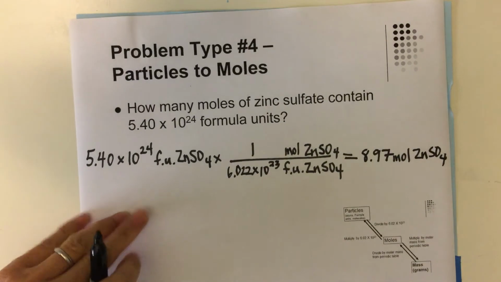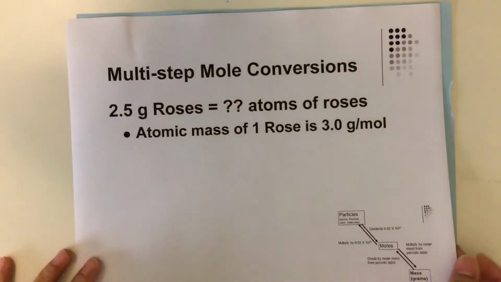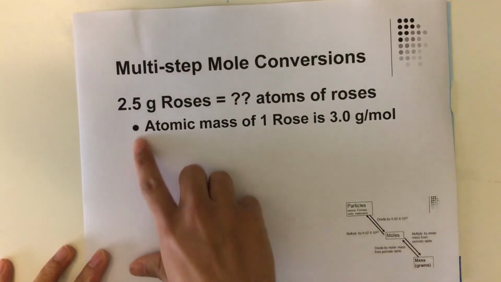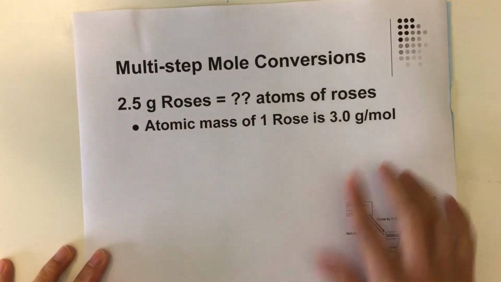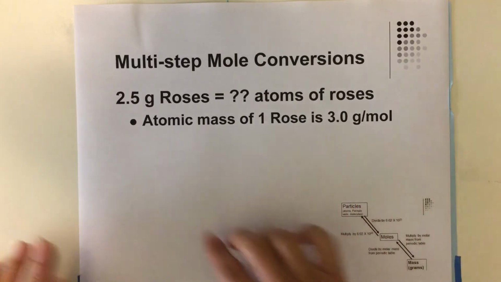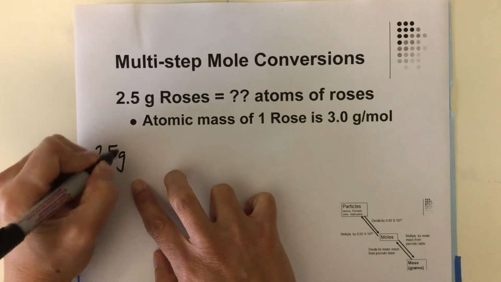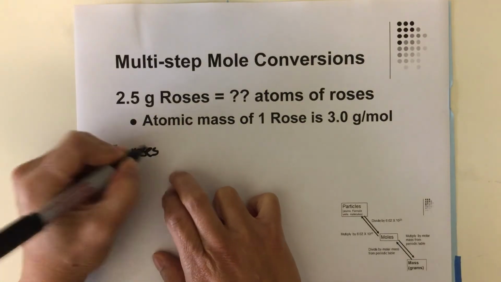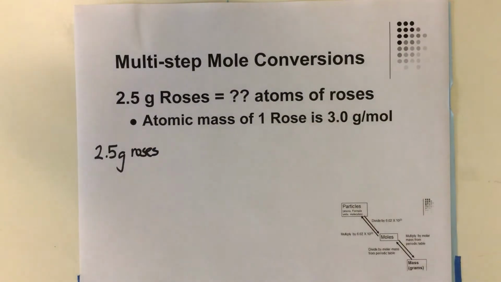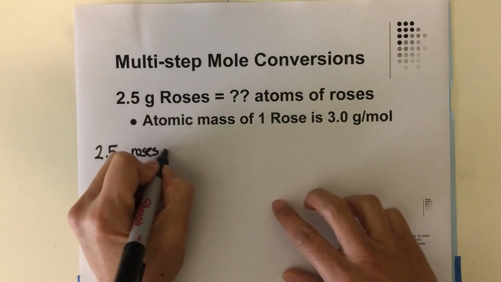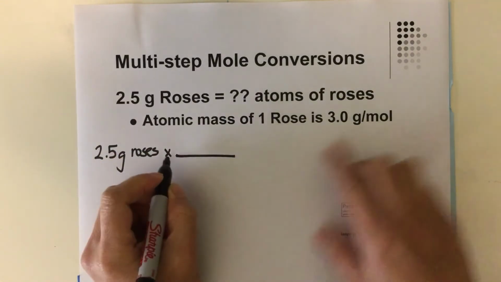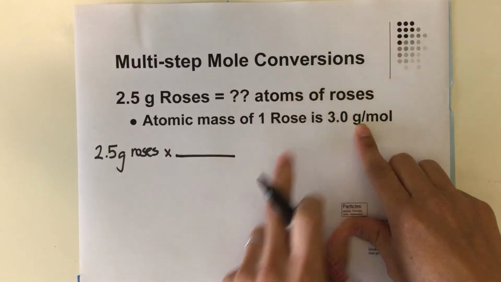Okay. Now we get to some multi-step conversions. This multi-step conversion, you're looking at converting grams of roses to atoms of roses. So let me show you a simple example. We have 2.5 grams of roses, and we want to convert it into units of moles first, because to get to atoms, you need to go to moles.